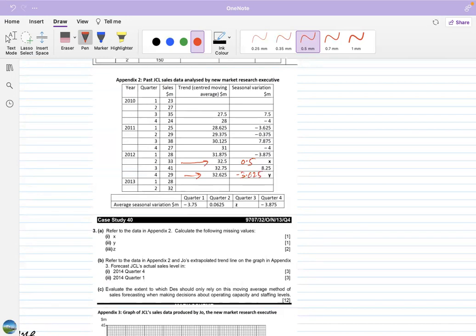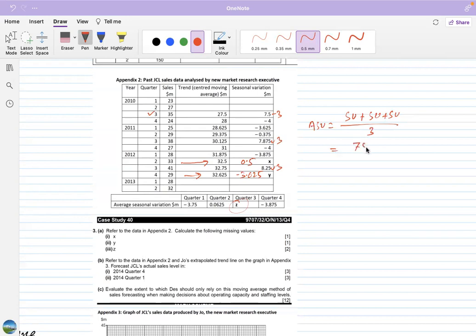Now, the examiner has asked to calculate the value for Z, the average seasonal variation. As I told you, the formula for average seasonal variation is seasonal variation plus seasonal variation divided by the number of values. We'll have to see how many values we have. For quarter 3, this is the first value, this is the second value, and this is the third value. We simply add them, and because these are 3 values, we'll divide them by 3.